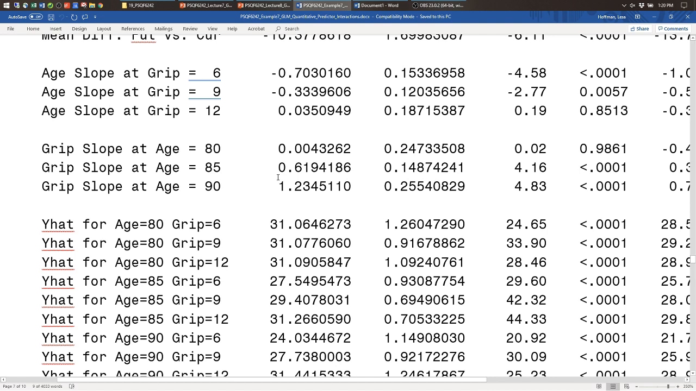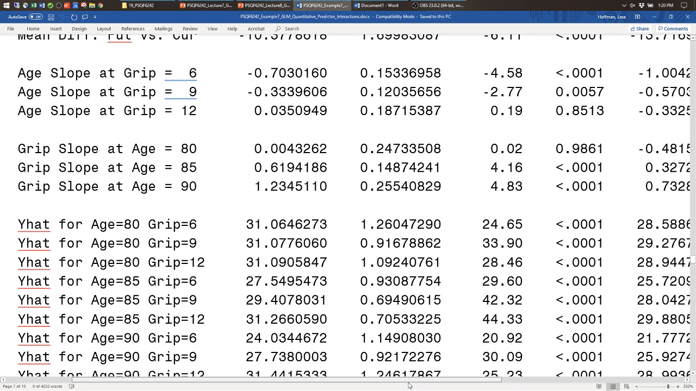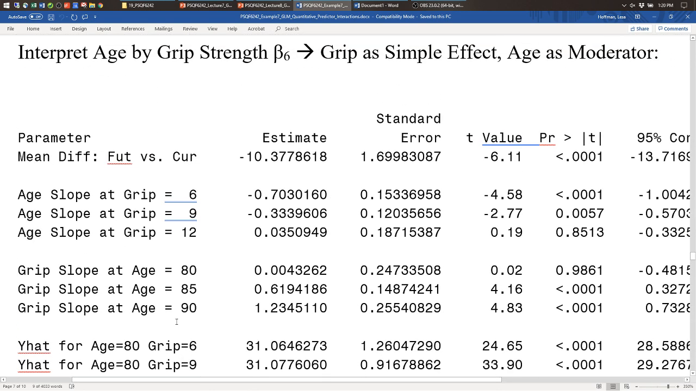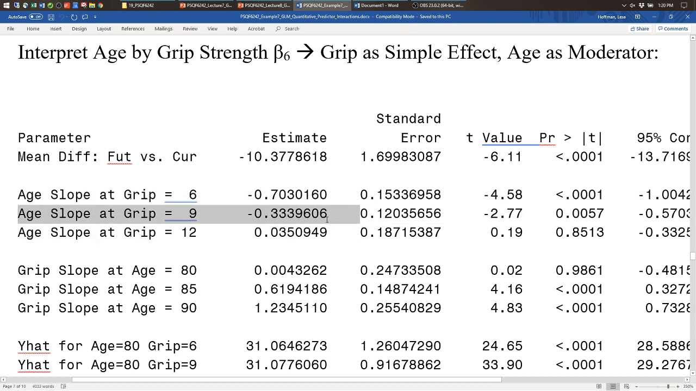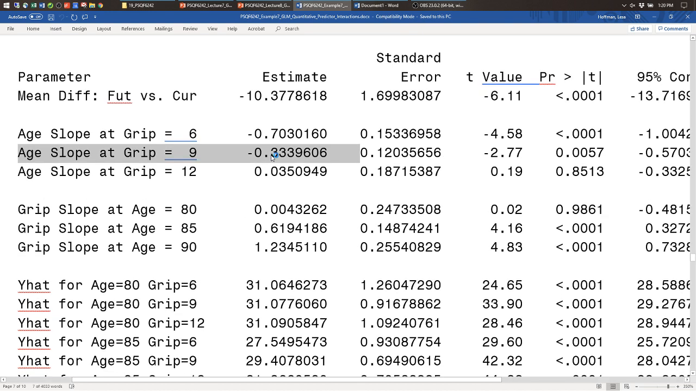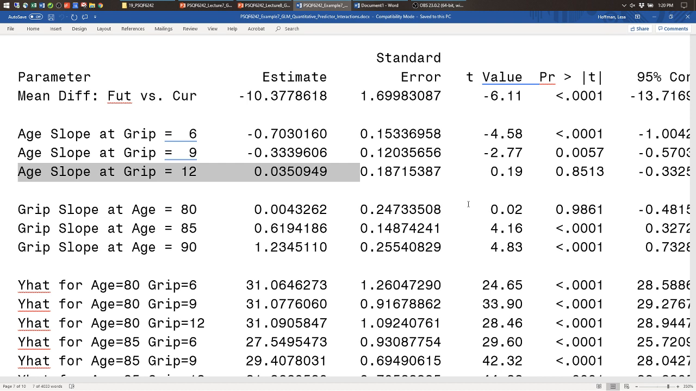So right here, these are the results of our estimate statements. These are our simple slopes. Here are the 3 age slopes that we asked for. The middle one is the one given by the model, so it's here as a reference. So the effect of age is negative at grip equals 9. It becomes less negative as grip increases. By the time you get to grip 12, the slope is actually non-significant. So somewhere between grip 9 and grip 12, age stops mattering.